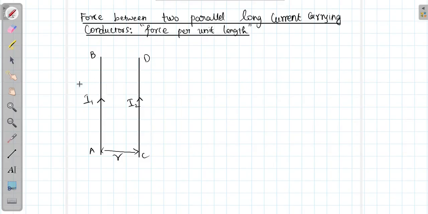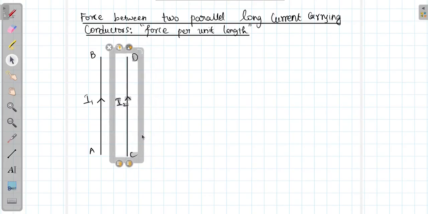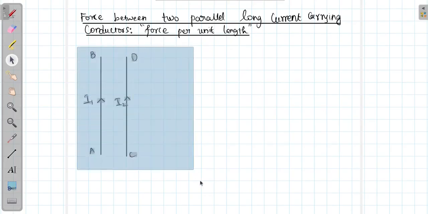See what happens now. The current flowing in the conductor AB produces a magnetic field in a circular dimension. We will see one by one. Just make it closer, because it is difficult to draw the diagram.